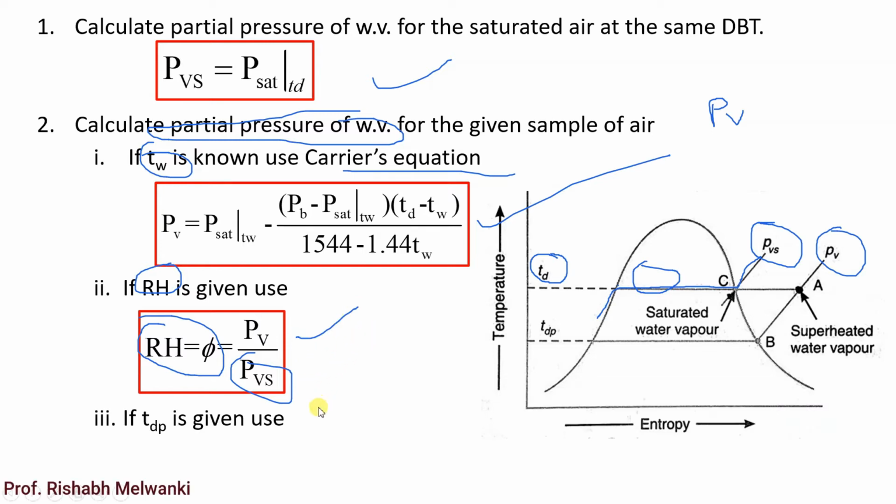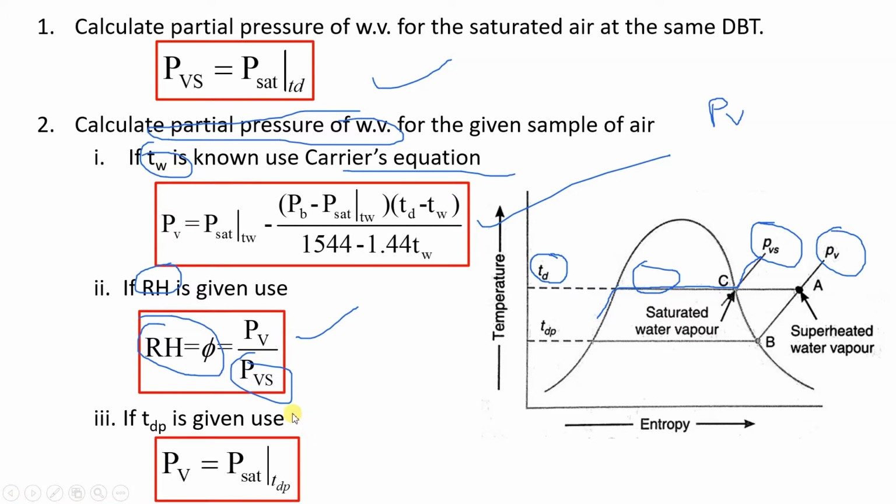And in the third type of numerical, dew point temperature is given. So when dew point temperature is given, we can directly get the PV value. What is this PV value? You will get it from the steam table. PV is equal to Psat at TDP. So whatever dew point temperature is given, suppose dew point temperature is 16, you will go to the steam table, and at 16 degrees Celsius, what is the saturation pressure? That pressure value we have to read.